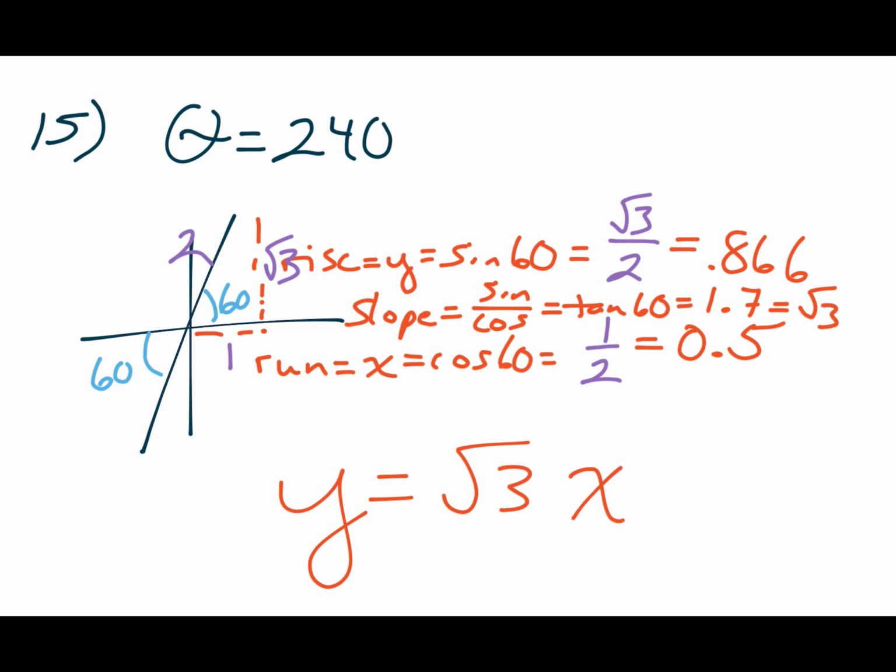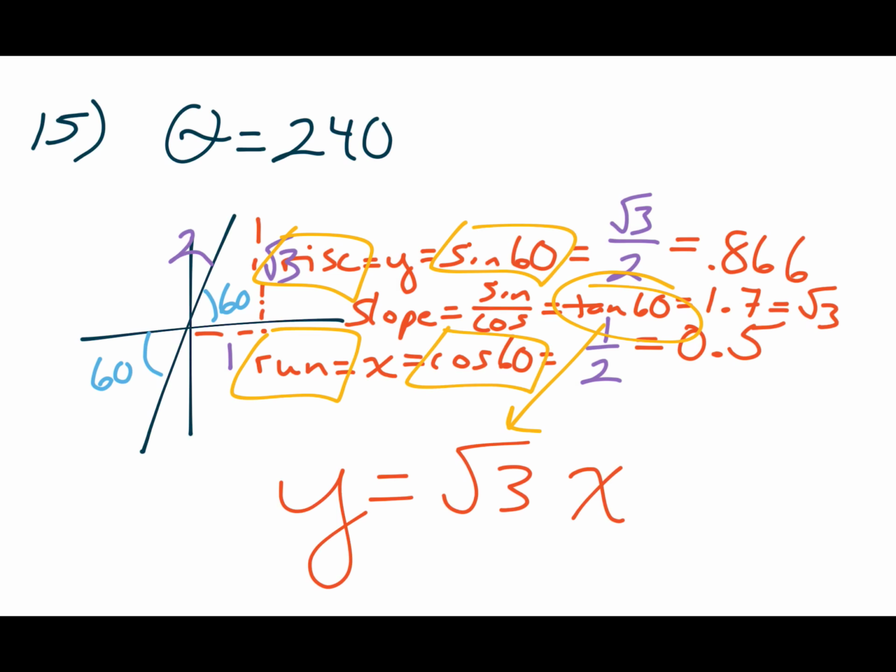All right, now again, there's different ways to do this, and if you're like, so what's the easiest way? Well, you can just do the tangent. When you do the tangent, you get the slope. But I would like you to realize that that comes from separately the rise and the run, which is separately sine over cosine.